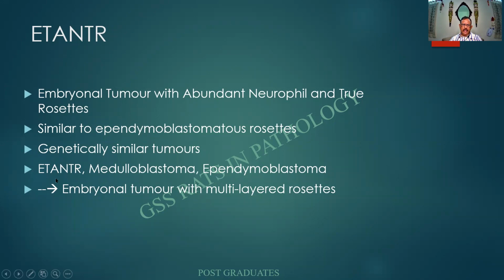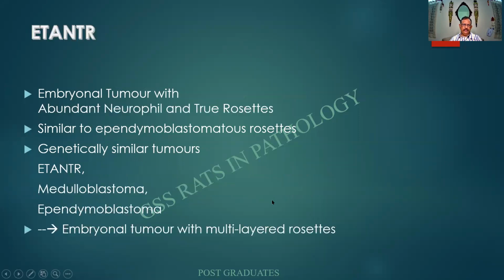Medulloblastoma, ependymoblastoma, and ETANTR, embryonal tumor with abundant neuropil and true rosettes. So there will be abundant neuropil, and these are all true rosettes, and these are all the lesions where you can find them.